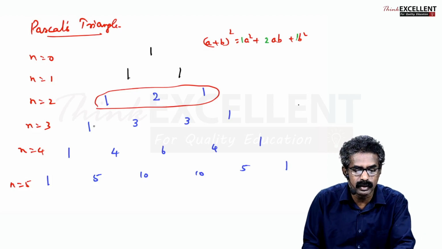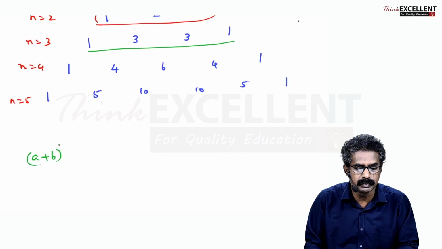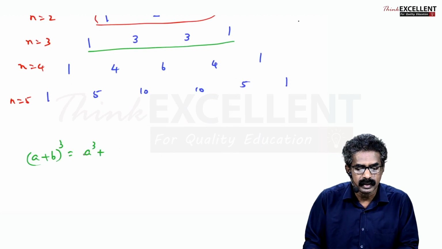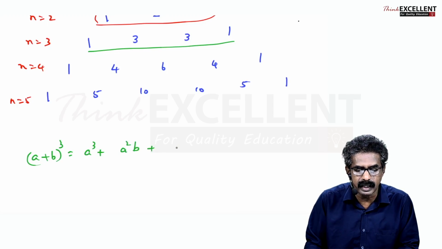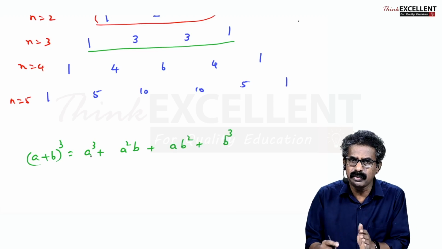What is (a plus b) the whole cube? You have to use these coefficients, right? Please listen. First you start with a cube. Coefficients we see later. Then reduce the power of a by 1, so a square, and introduce b. Then reduce a's power one more, and increase b's power, so b square. Then reduce a's power one more, there is no a, and b cube is the maximum. This is how we are writing.